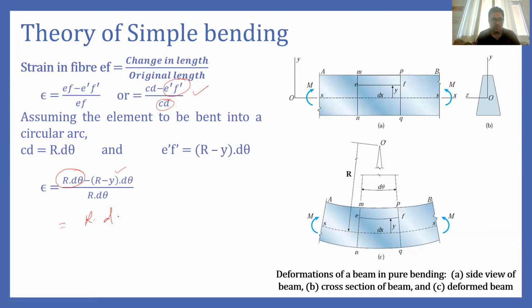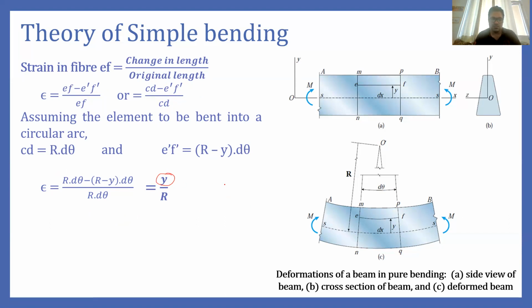So we get (R d theta minus R d theta plus y d theta) divided by R d theta. So R d theta cancels out, and d theta cancels out with this one. So ultimately we get strain as y upon r. Solving this, we get strain is equal to y by r. Now what is y? Y is the distance measured from the neutral axis to the fiber where we are going to find out the strain.